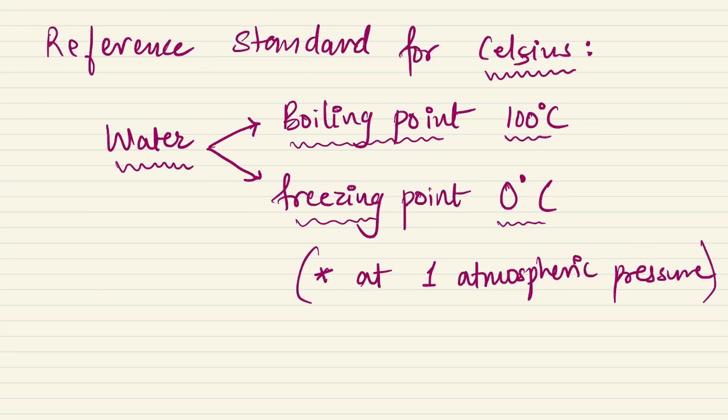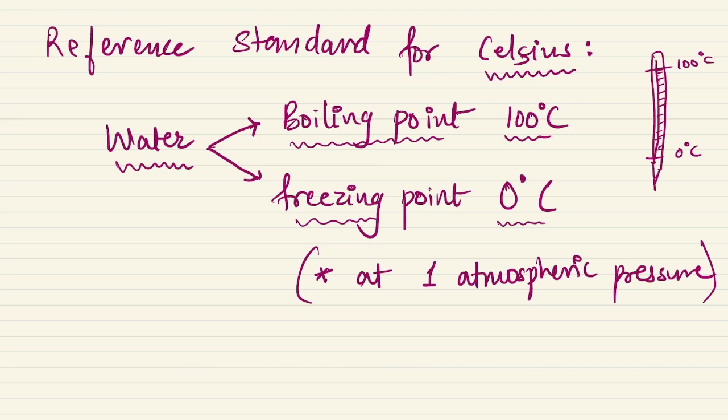Between them we can divide it into 100 equal sections, and we just say that now my thermometer is ready. So this becomes our thermometer. This becomes 100 degrees Celsius and this goes to 0 degrees Celsius. So the Celsius scale is basically based on water's freezing and boiling points.